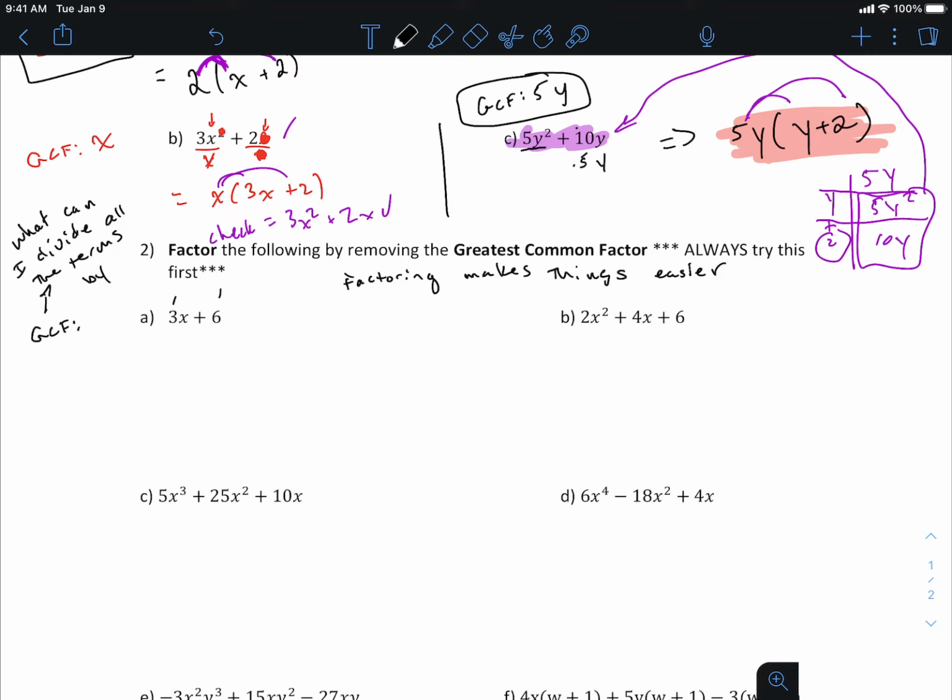Evenly, okay? And the biggest. So it looks like in this first question, if I were to try and divide both of these by something, I could divide them both by 3. 3 is the biggest thing I could divide them by evenly, right? So my greatest common factor in this question is 3. And then to actually factor it, you're going to remove it, because if you divide by 3, you must also multiply by 3, right?